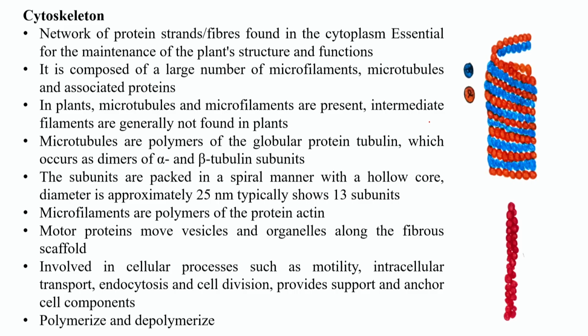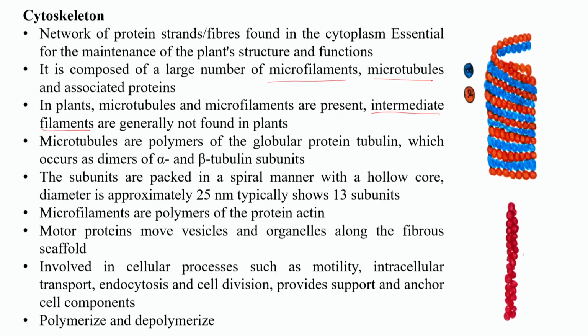The cytoskeleton is composed of microfilaments and microtubules, as well as associated proteins. Another important cytoskeletal element, intermediate filaments, is generally not found in plants. Plants basically contain microfilaments as well as microtubules. Microtubules are rod-like structures, broader than microfilaments.